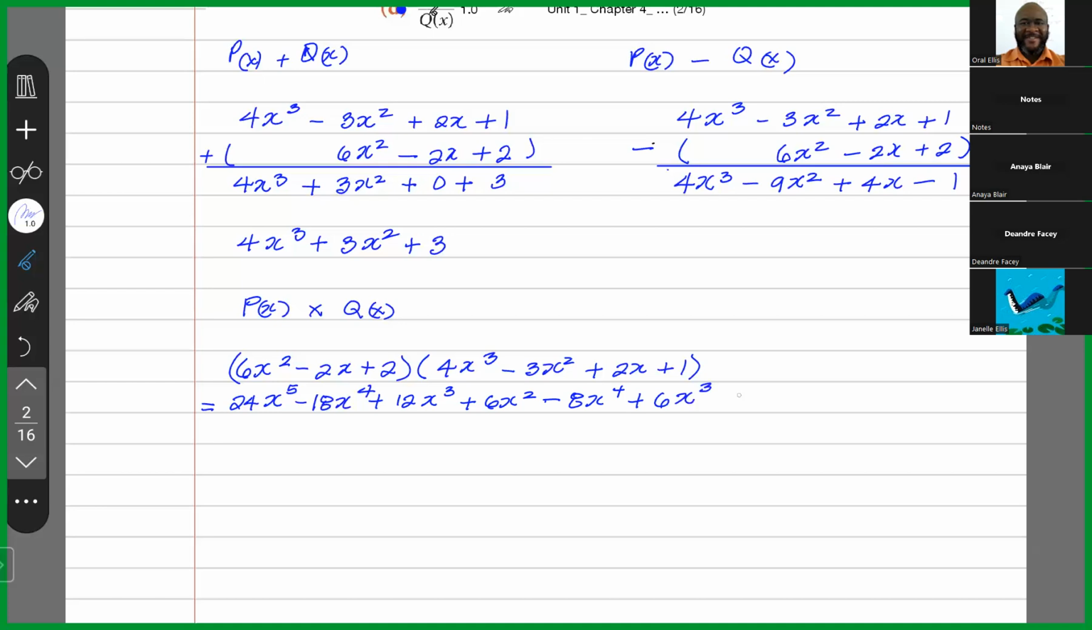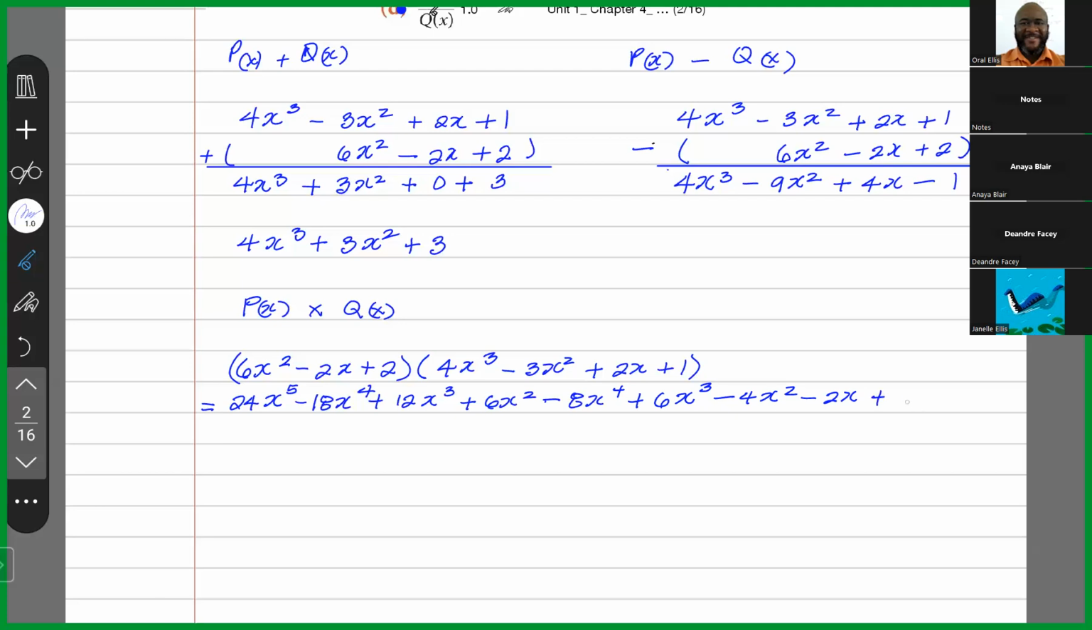Minus 2x times positive 2x. A negative times a positive is a negative. 2 2s are 4. x times x is x squared. Minus 2x times 1 is minus 2x. And lastly, I'm going to multiply everything on the right by 2.